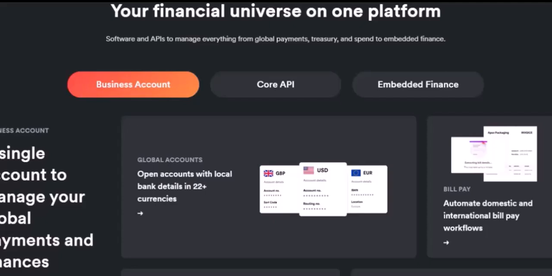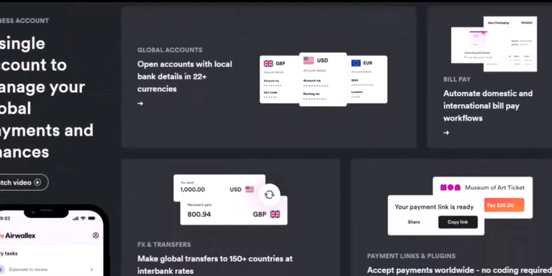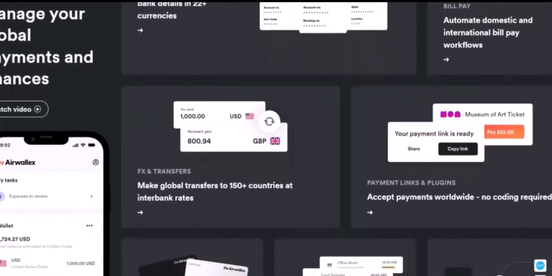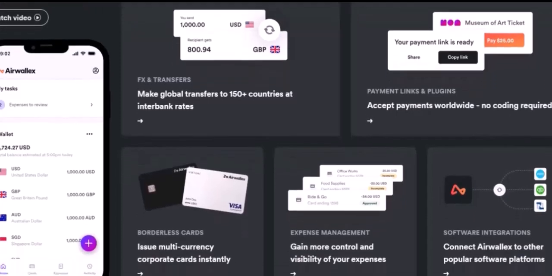Real-world example. Let's revisit our e-commerce business. When an Australian customer places an order, they can pay in AUD directly to your Airwallex account. Airwallex then converts the AUD to Naira and deposits the funds into your Nigerian bank account. This eliminates the need for manual currency conversions and reduces the risk of foreign exchange losses.